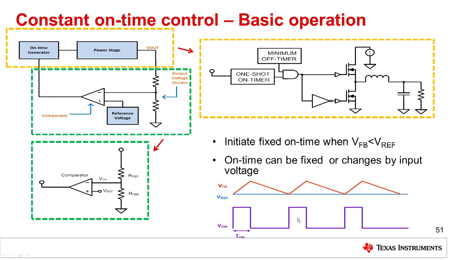Once the one-shot has timed out, the high side switch is turned off and the low side switch is turned on. Under those conditions, the output voltage will start to fall again. As soon as it reaches the regulation point, the one-shot will be triggered again and the whole cycle will be repeated. The duration of the one-shot on time can be made to adjust with the input voltage in order to make the frequency of the constant on-time control a little bit more constant. So essentially this is a ripple type regulator.